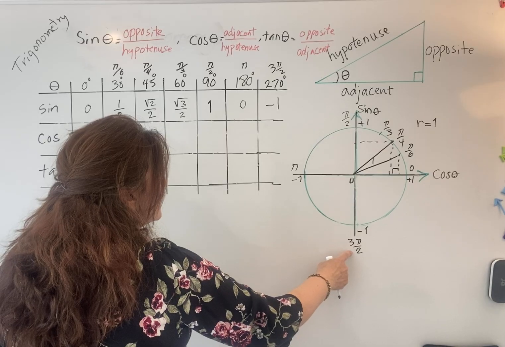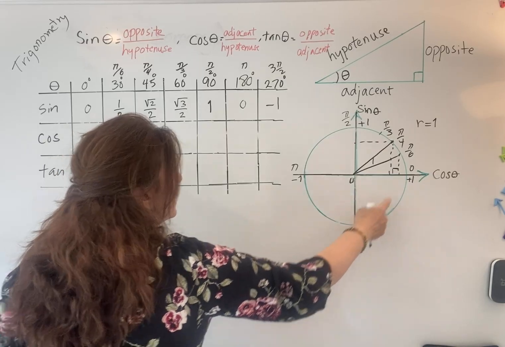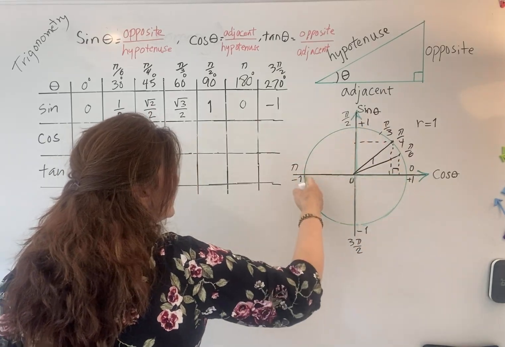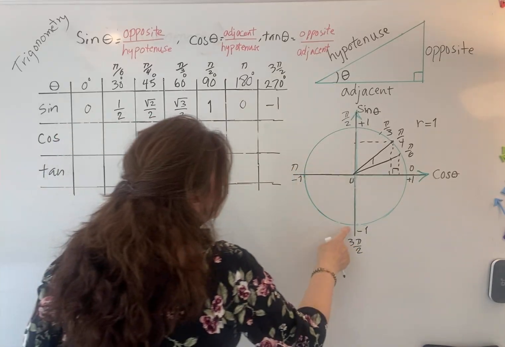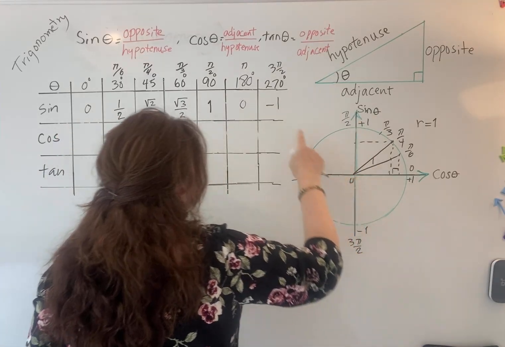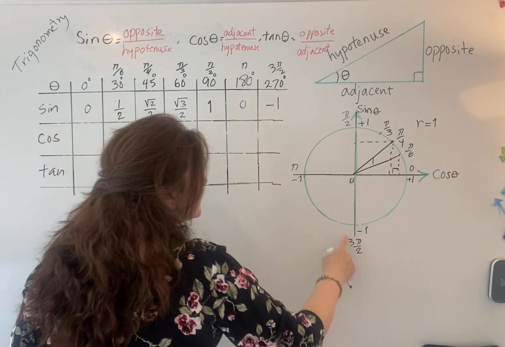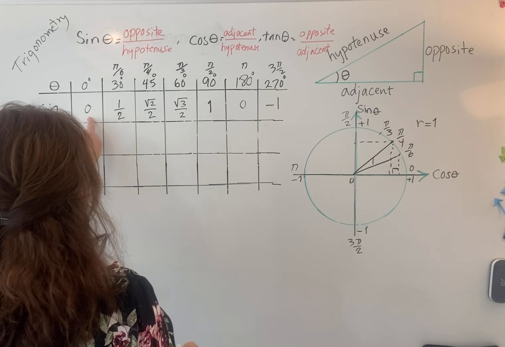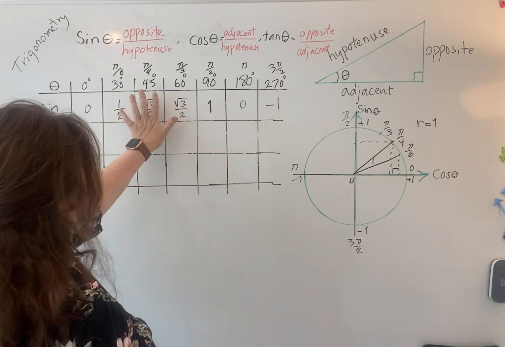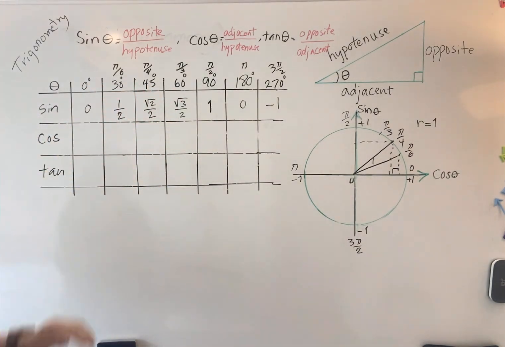270 degrees is equal to 3 pi over 2, because pi over 2, 2 pi over 2, 3 pi over 2. Here you see that the sine of 270 is negative 1. But what is important is to memorize from 0 to 1. The rest is very easy.